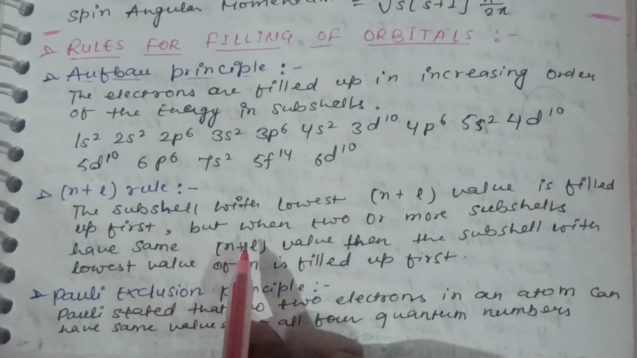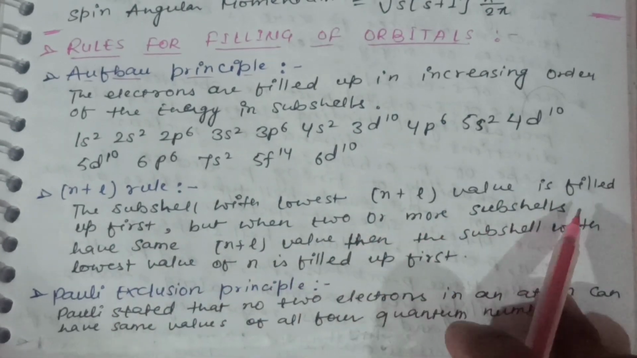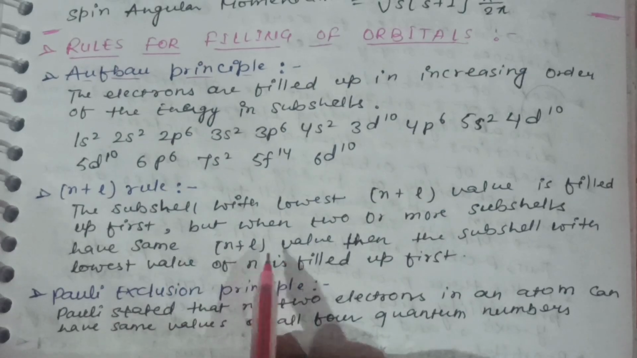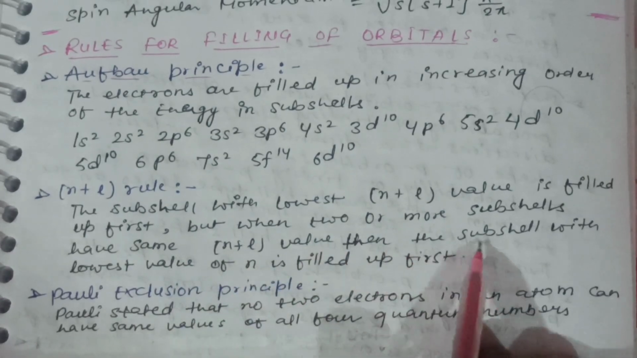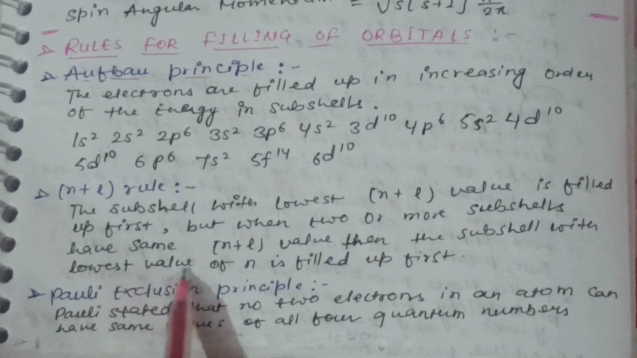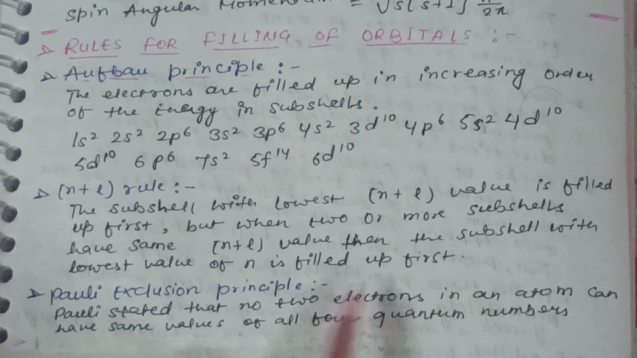In the (n+l) rule, the subshell with the lowest (n+l) value is filled up first, but when two or more subshells have the same (n+l) value, then the subshell with the lowest value of n is filled up first.